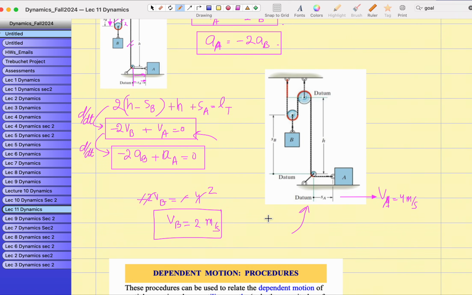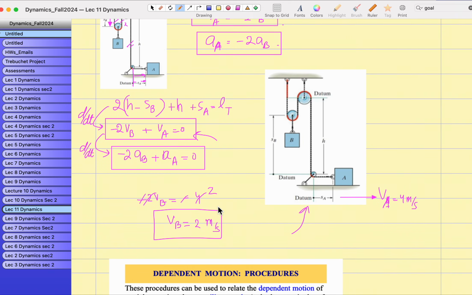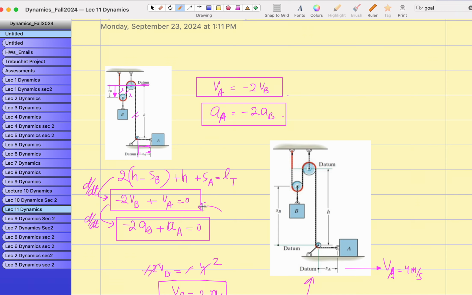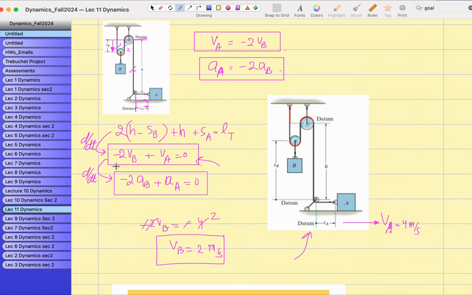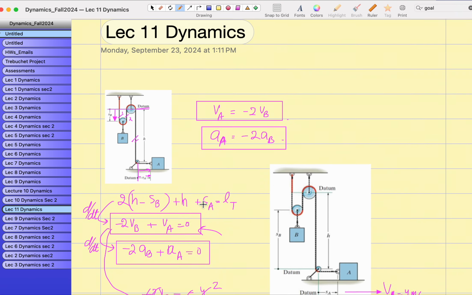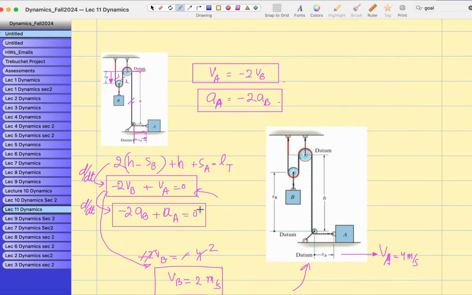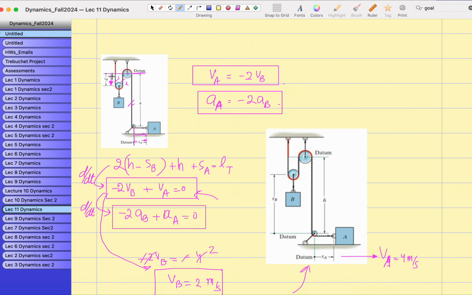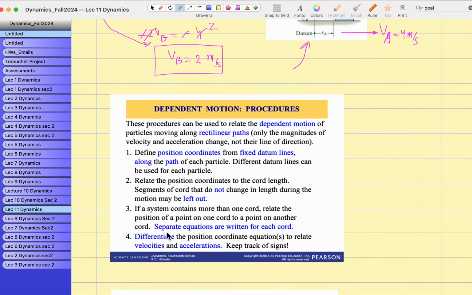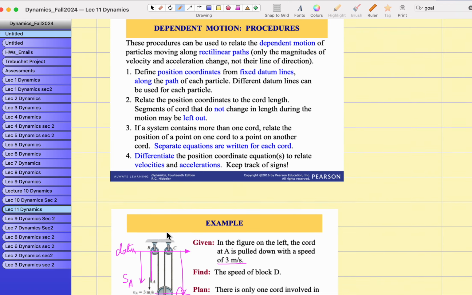So what it means, that for example, if velocity of block A is 4 meters per second, how much is the velocity of block B? So you will use this relationship, and this relationship will help you to find out the velocity of particle B, which is 2 meters per second, positive direction. Positive direction means it's going down from the origin, the particle is going down. Then you have some, this slide is telling the procedure.